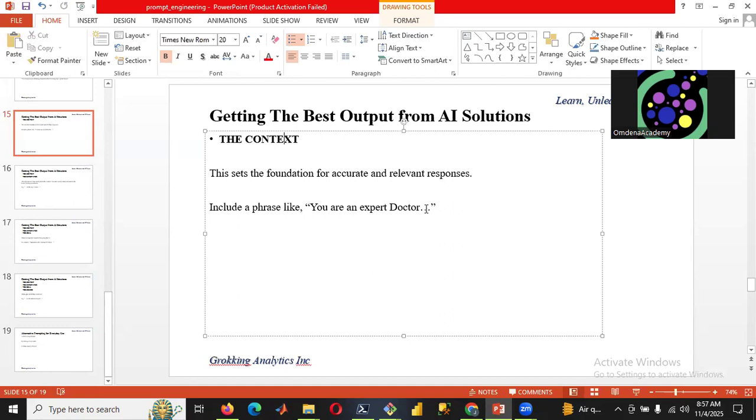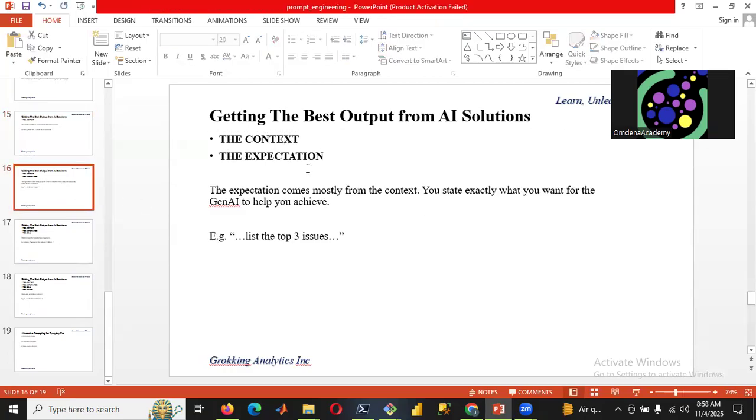You are a salesperson, you are a marketer, or you are a health advocate. What will you do in something like this? Or suggest 10 ways this can be done. So you give it context, you give it perspective, right? That is one. The second one we are looking at is expectation.